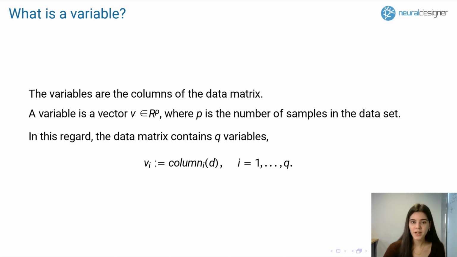For example, variables can represent many different things: physical measurements, temperature, speed, personal characteristics, gender, age, marketing dimensions, periodicity, frequency, pixel values, etc. In machine learning, the variables are the columns of the data matrix. A variable is a vector V in R^p, where p is the number of samples in the dataset. In this regard, the data matrix contains q variables. We can categorize variables according to the type of the data or the use in the model.